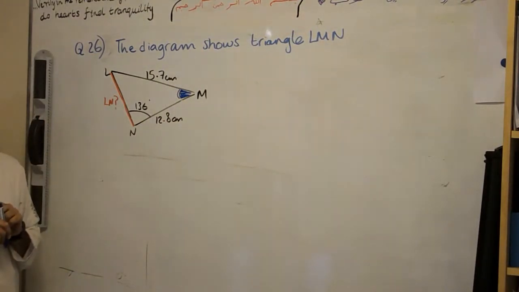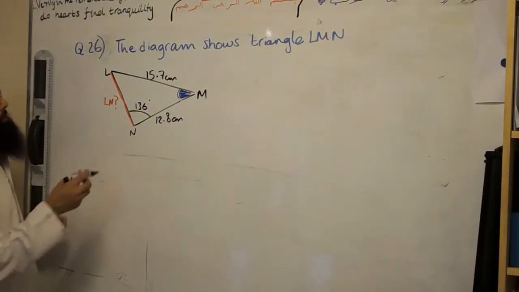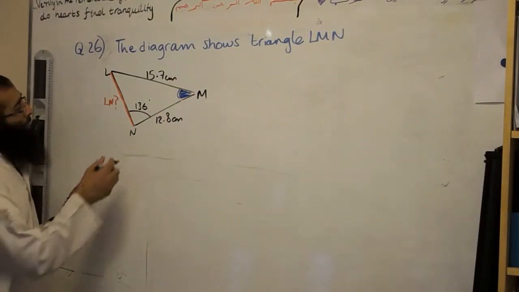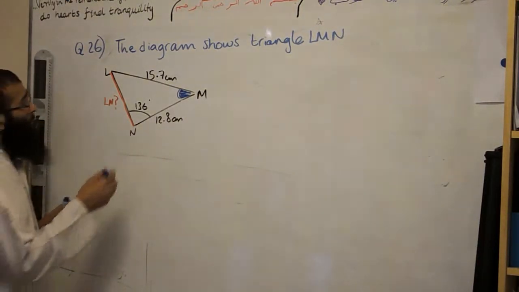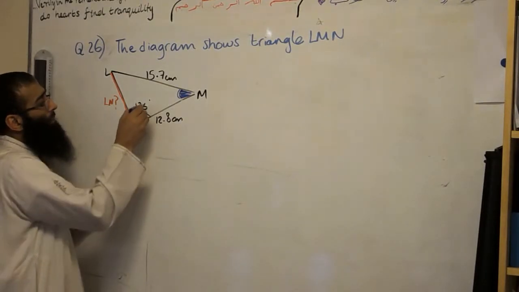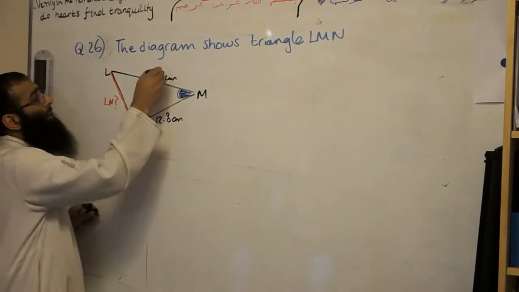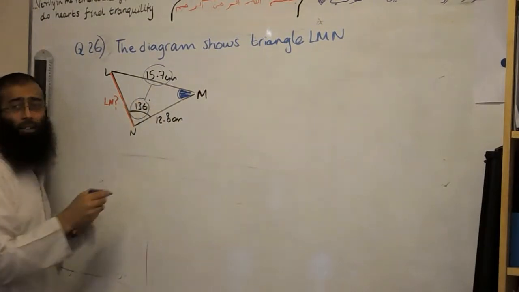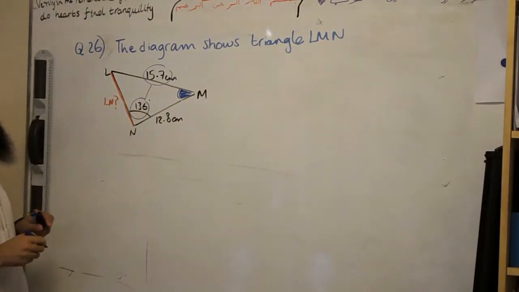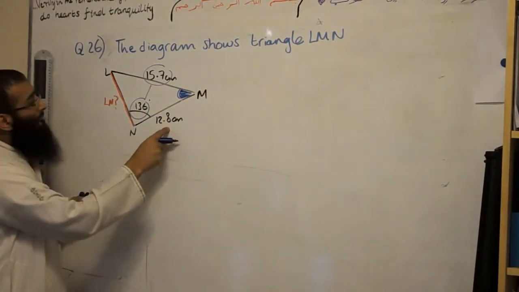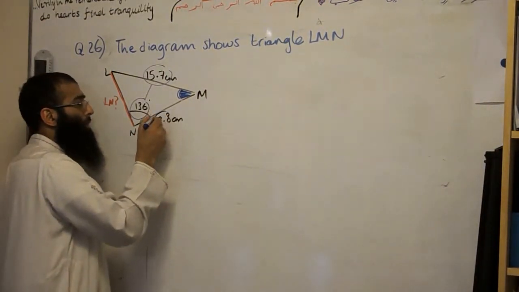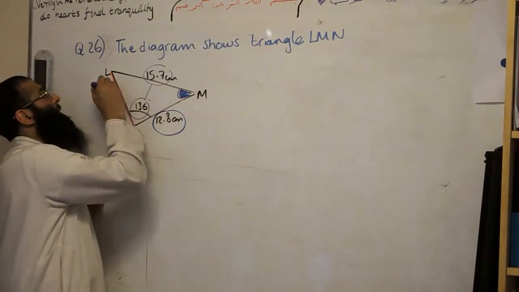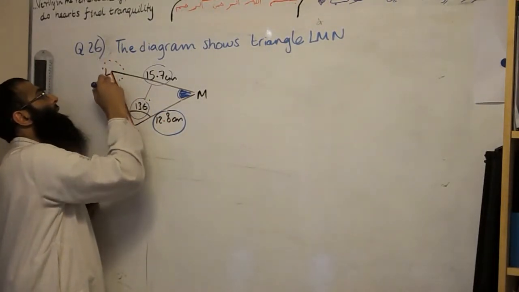Okay, are you happy with that, folks? That's the idea. So let's get started. Now, what can we work out at the moment? Let's have a look at this. We have angle N and its corresponding side. What else do we know? We know this side here. Do we know its corresponding angle, which is here?